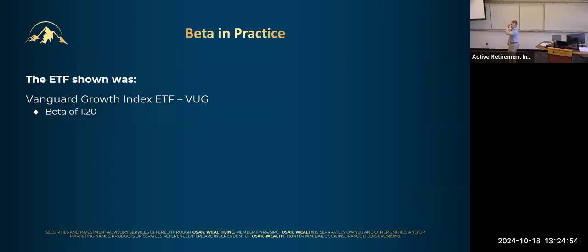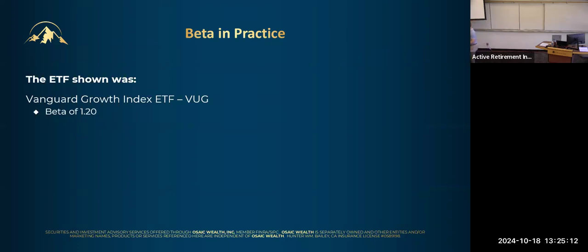So that's Vanguard's Growth Index ETF, ticker VUG. It has a beta of 1.2. It invests in growth stocks, a lot of large cap growth stocks, probably a lot of tech stocks in there. I forget what the actual holdings are, but we can take a look later. But that basically shows you that's what a higher beta looks like.